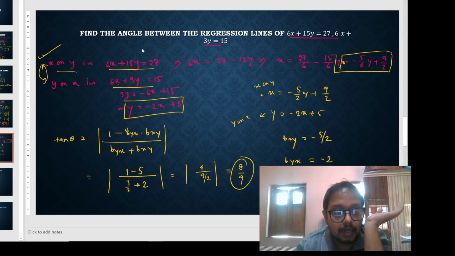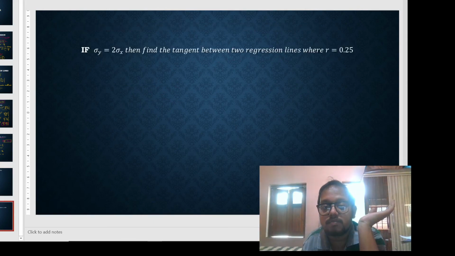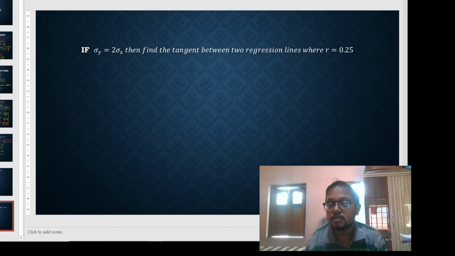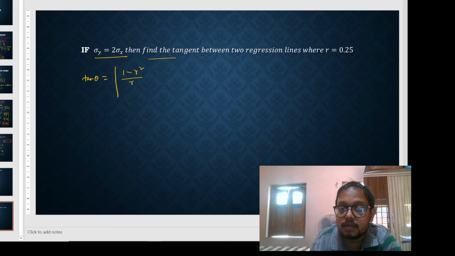Okay, and now I'm going to the next one. This question: if sigma y is equal to 2 sigma x, then find the tangent between the two regression lines where r is equal to 0.25. That means here we have to find again the angle between the regression lines, that is tan theta is equal to, here sigma y is equal to 2 sigma x, this is given. So this is 1 minus r squared by r. See, here we will use this one.